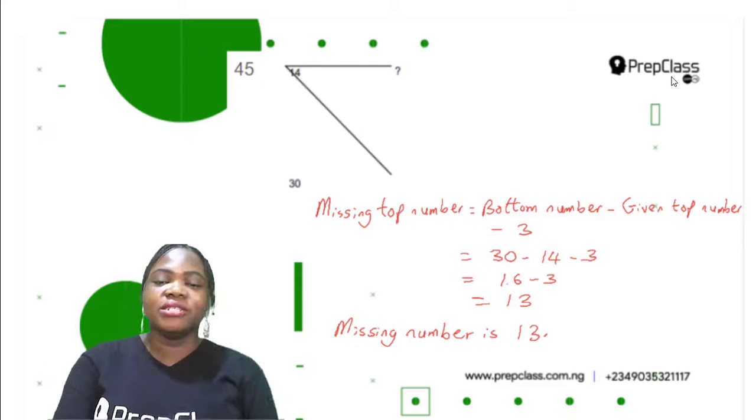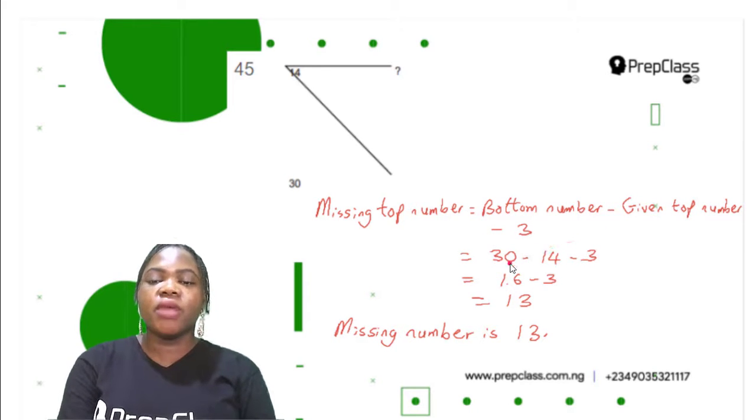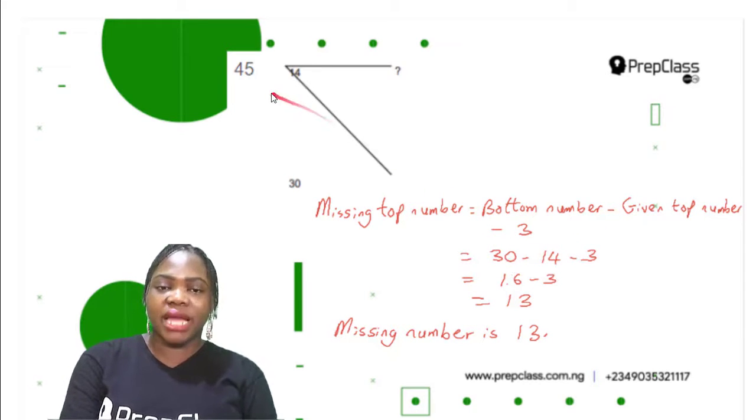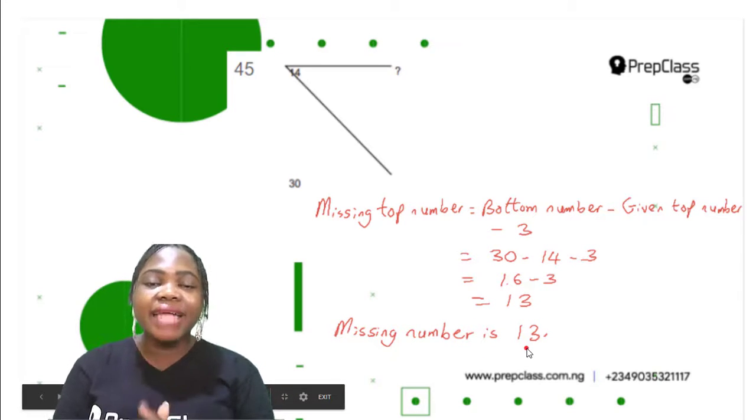Let's do it together. So the missing top number is bottom number minus given top number minus 3. The bottom number is 30. The given top number is 14. So let's do that. 30 minus 14 minus 3. 30 minus 14 is 16. 16 minus 3 is 13. So the missing top number is 13.